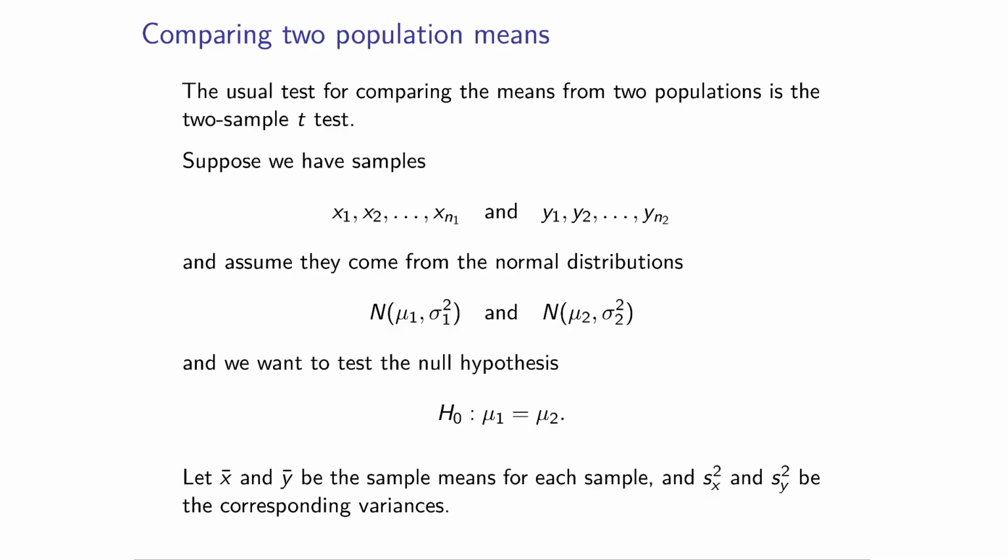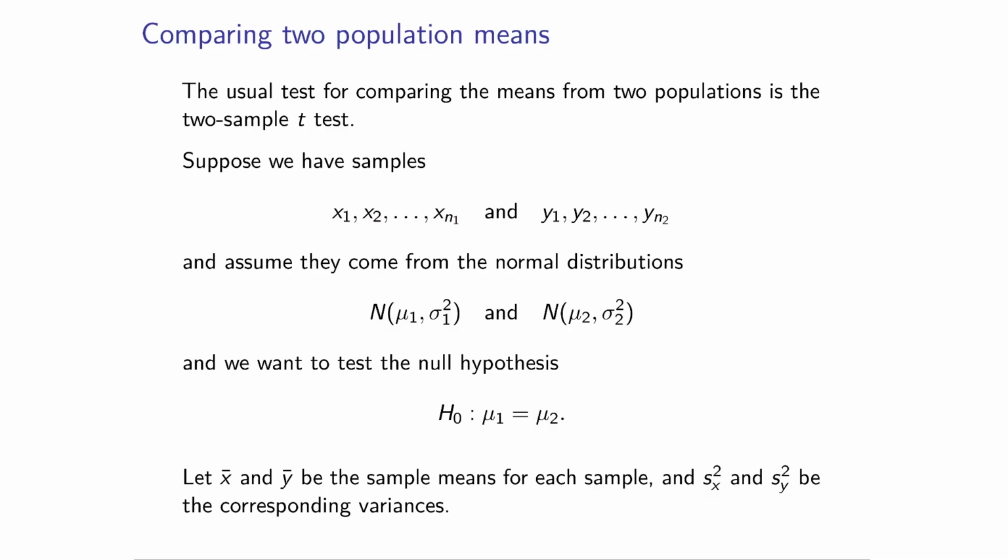So suppose we have two samples, x1 up to xn1 and y1 up to yn2, and assume that they come from normal distributions. The first sample is from a normal distribution with parameters mu1 and sigma1 squared, and the second sample from a normal distribution with mean mu2 and variance sigma2 squared. We want to test the null hypothesis that these means are equal, that is, that mu1 is equal to mu2.